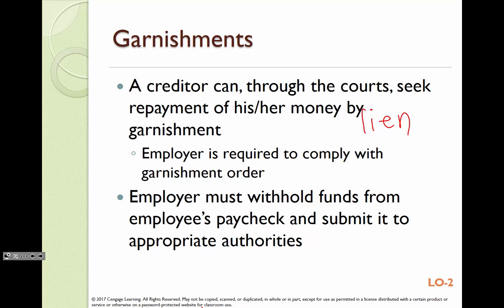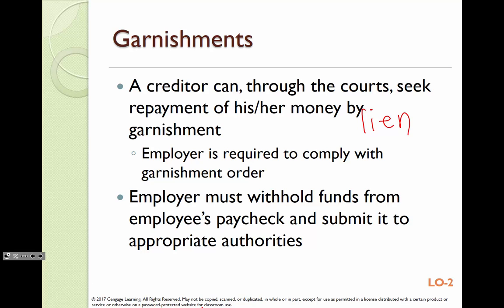So Carlos signs a note to me for $10,000. I borrow money to start up his business. He doesn't pay me back. I take the note and go down to the county courthouse. The note's notarized, and I say, this guy owes me money, he won't pay me back. And they order a lien on his wages. I'm an unsecured creditor.